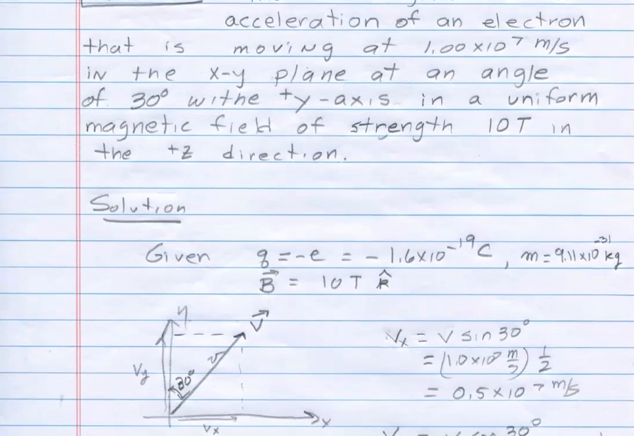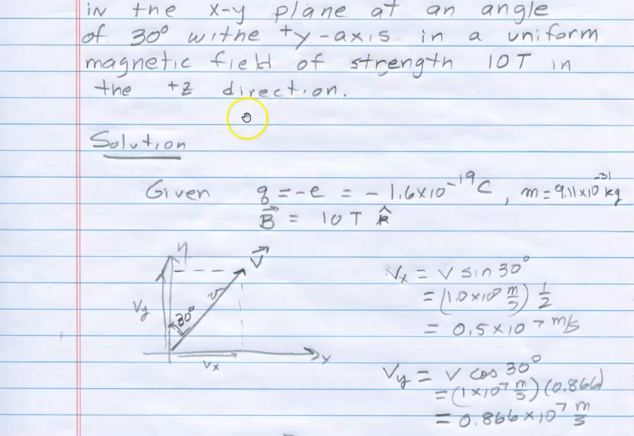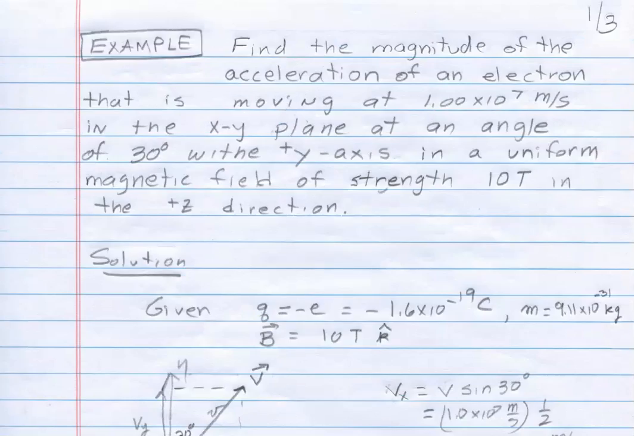So let's take a look at what we're given. Some of it is given, some of it we have to glean. I drew it in the xy plane, and that means z is coming out of the board at me. And we're given that it's an electron, and so I can look up the charge on the electron. It's negative 1.6 times 10 to the minus 19 coulombs. And we might need the mass, so the mass of an electron is 9.11 times 10 to the minus 31 kilograms.